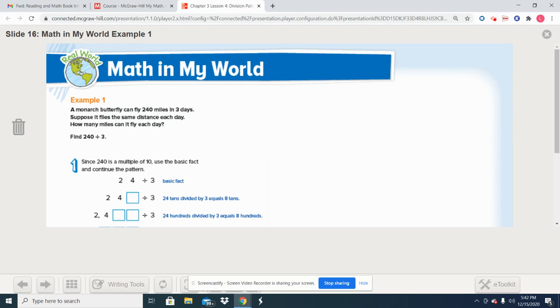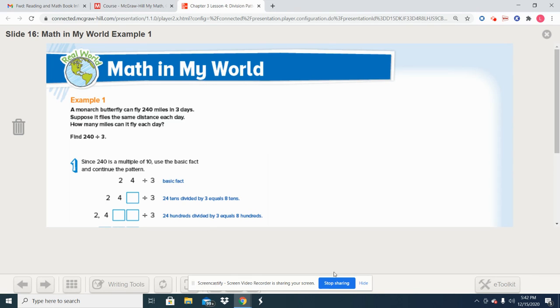A monarch butterfly can fly 240 miles in 3 days. Suppose it flies the same distance each day. How many miles can it fly each day? So this is going to be a strategy that you can use. Since 240 is a multiple of 10, use the basic fact and continue the pattern.